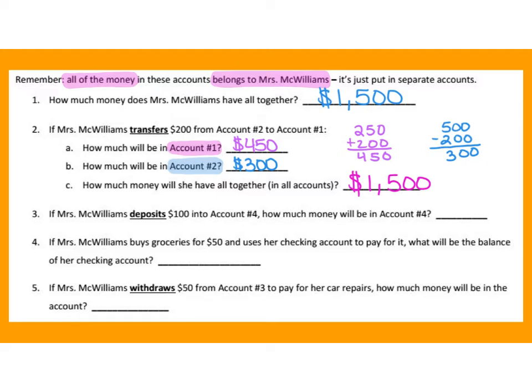Question number 3 says, if Mrs. McWilliams deposits $100 into account number 4, how much money will be in account number 4? We first need to look at this word deposit. If she's depositing money, she's putting money into an account. So we need to look at her original account balance for account number 4, which is $150. And then if she's depositing $100 into that account, we would add 100 and figure out her new total. So she now has $250 in account number 4.